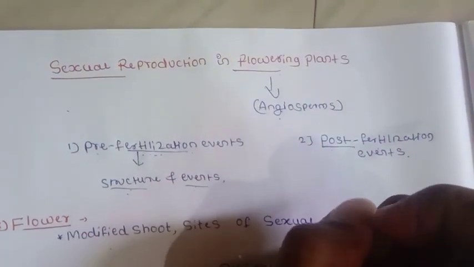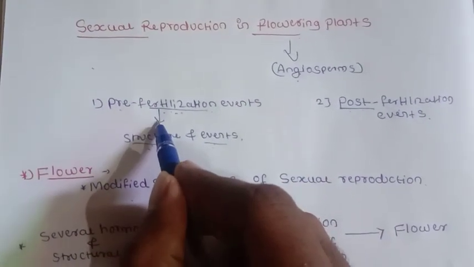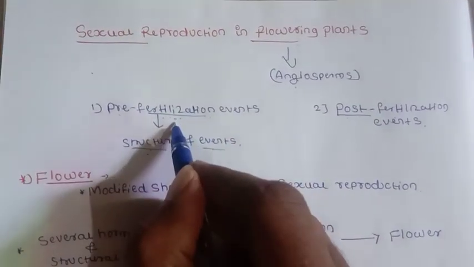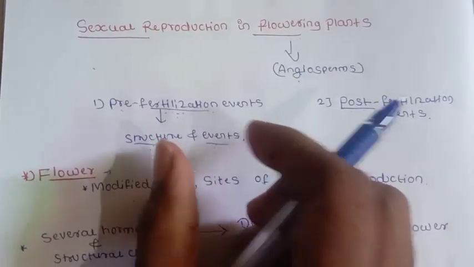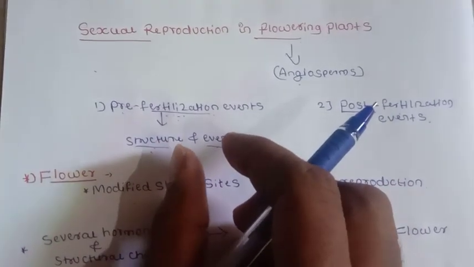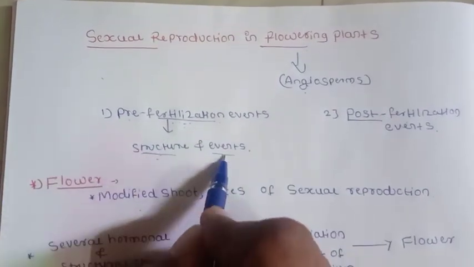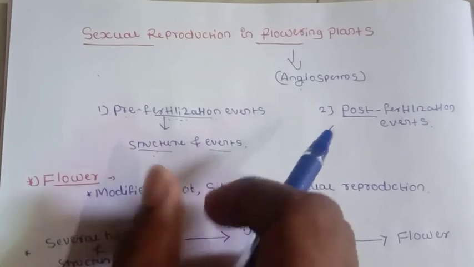To understand this chapter, we are dividing it into two parts. The first one is the pre-fertilization event and the second is the post-fertilization event. We already know about fertilization. Fertilization is the fusion of male and female gametes. In this part we are studying the structure of androecium and gynoecium, which is the male and female part. Okay, next about their gametes.